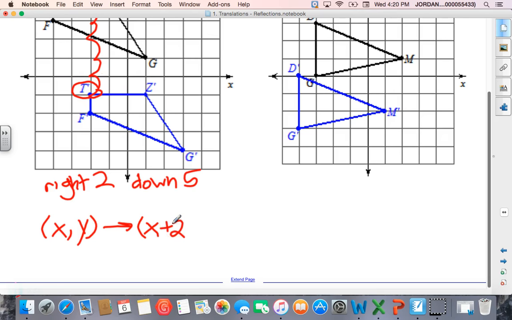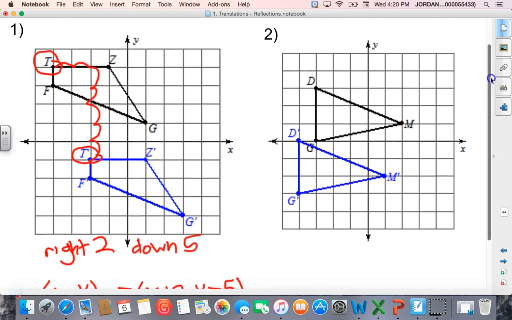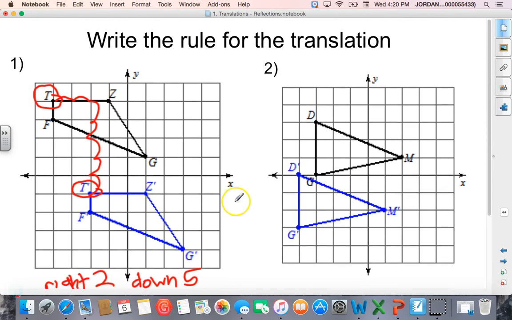So we add 2 to X, and then we put a comma, and then we say what we did to our Y. So Y went down 5. Since it went down, it moved towards the negative part of the axis, so we're going to do minus 5. So that right there shows us the rule for this transformation. Now at this point I want you to pause the video and try to write the rule here for this second shape.